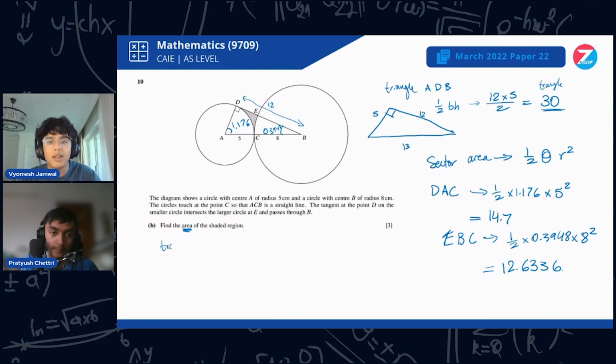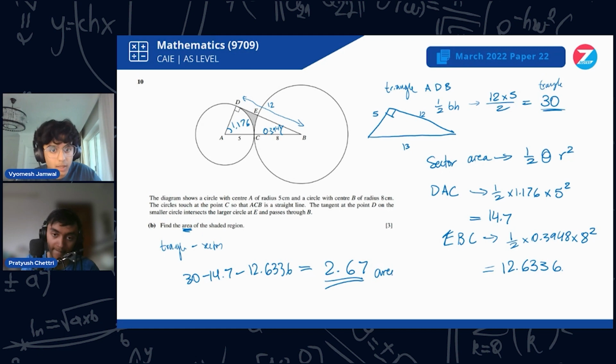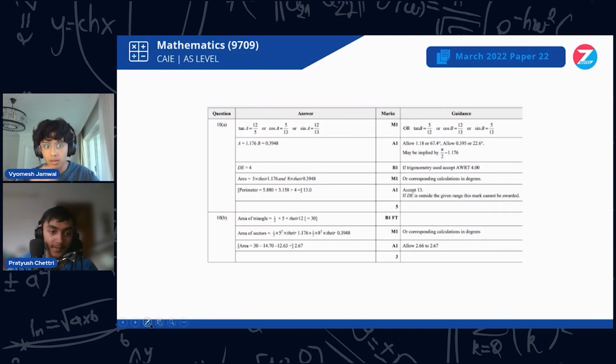So it's going to be 30 minus 14.7, 30 minus 12.6336. And that would give us an area of 2.6664, which we can round off to 2.67. Yeah, that should be it, I think, for the area of the shaded region. Let's check our answers. Yes. Awesome.